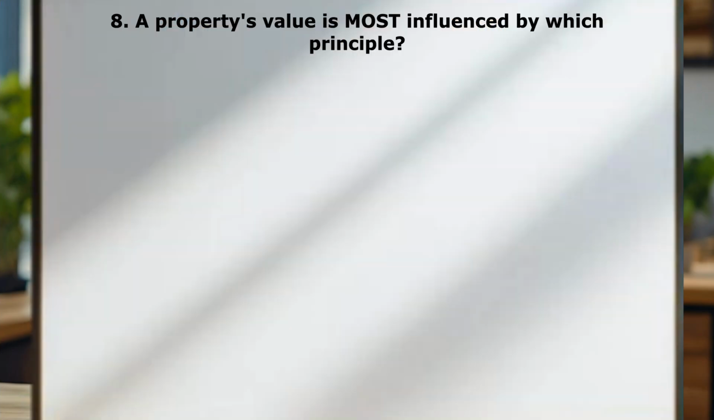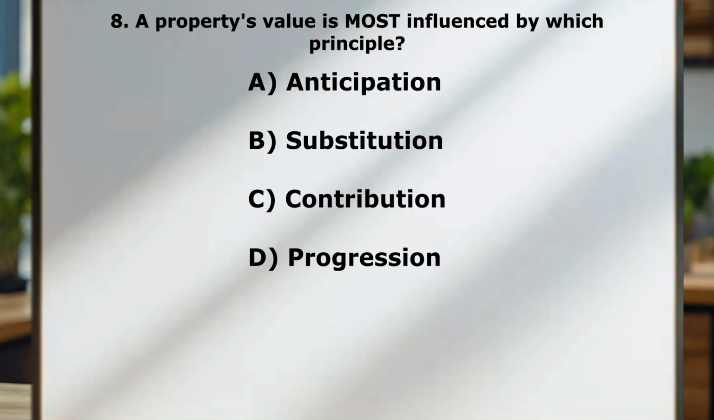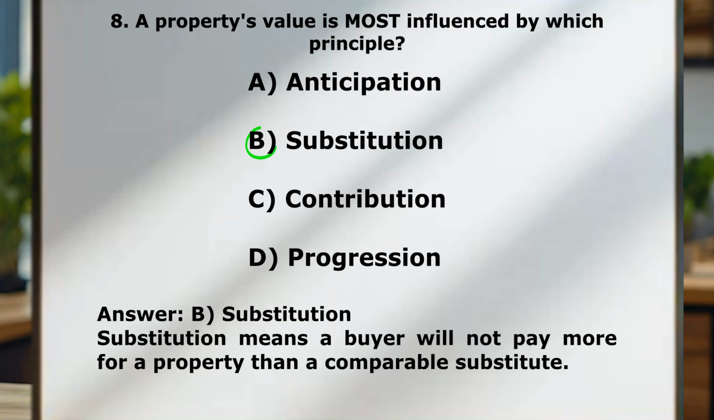Question number 8. A property's value is most influenced by which principle? A, anticipation. B, substitution. C, contribution. D, progression. Correct answer here is B, substitution. And the substitution principle just means a buyer will not pay more for a property than a comparable substitute.